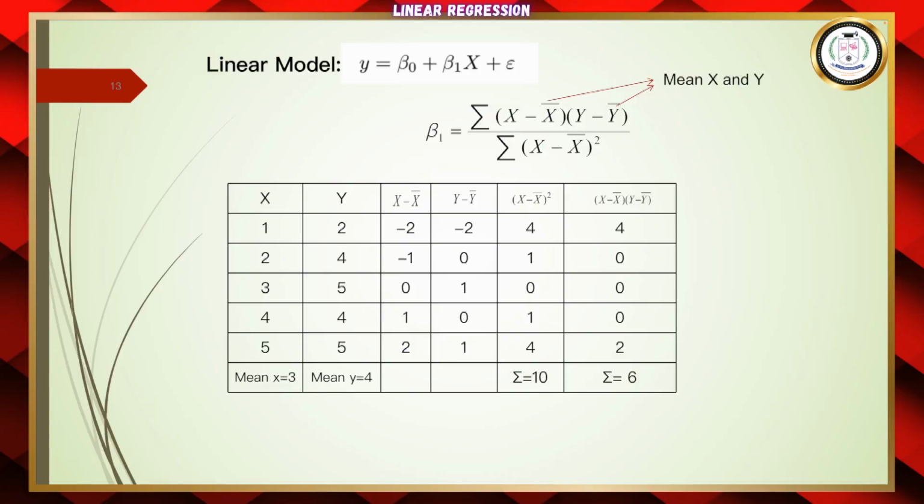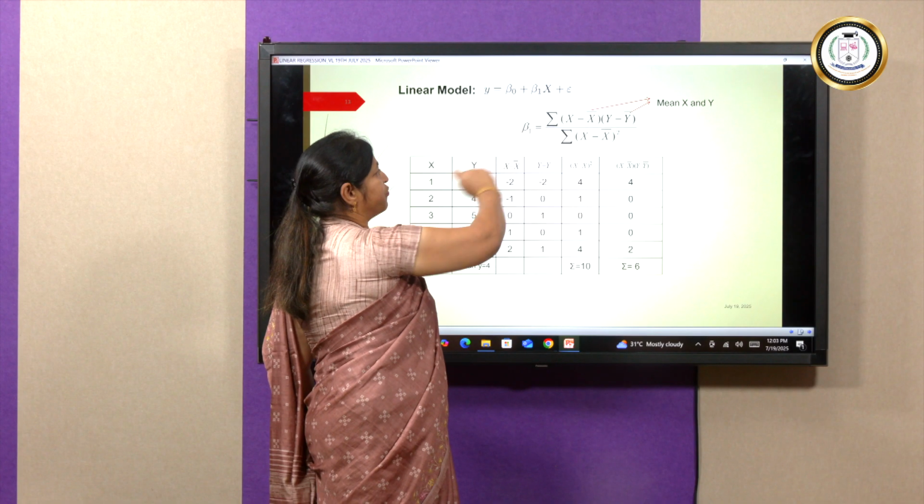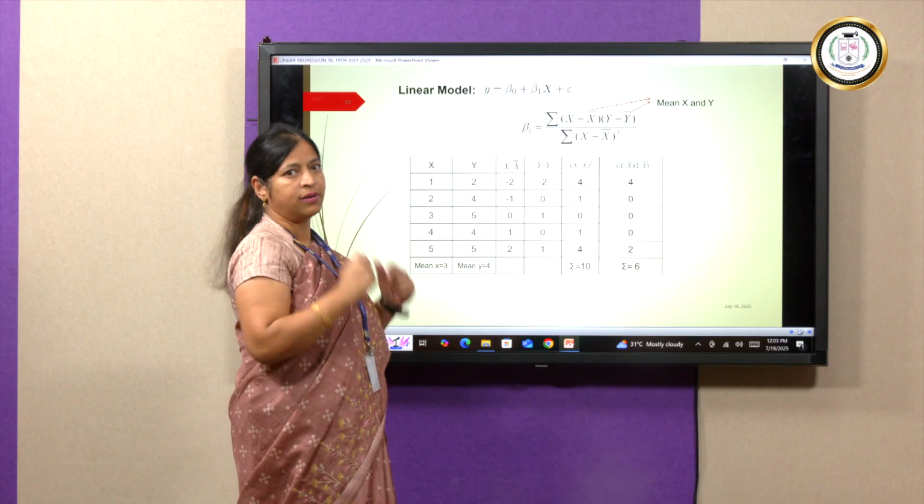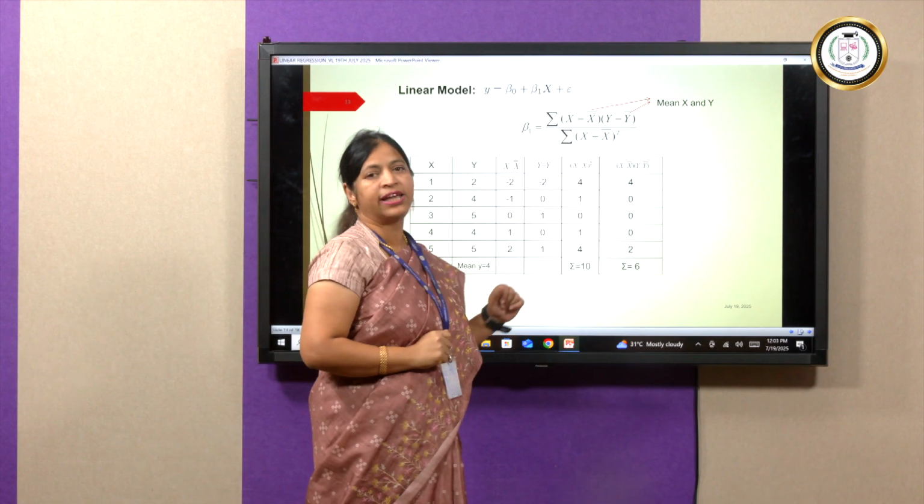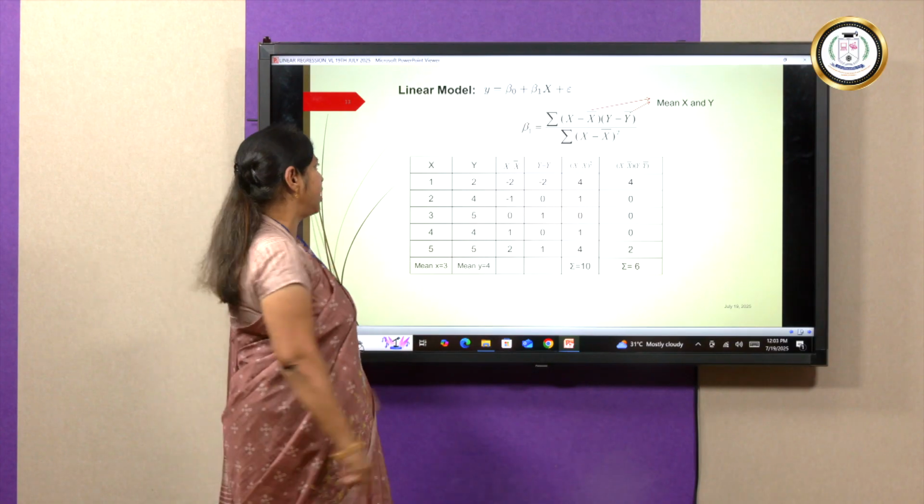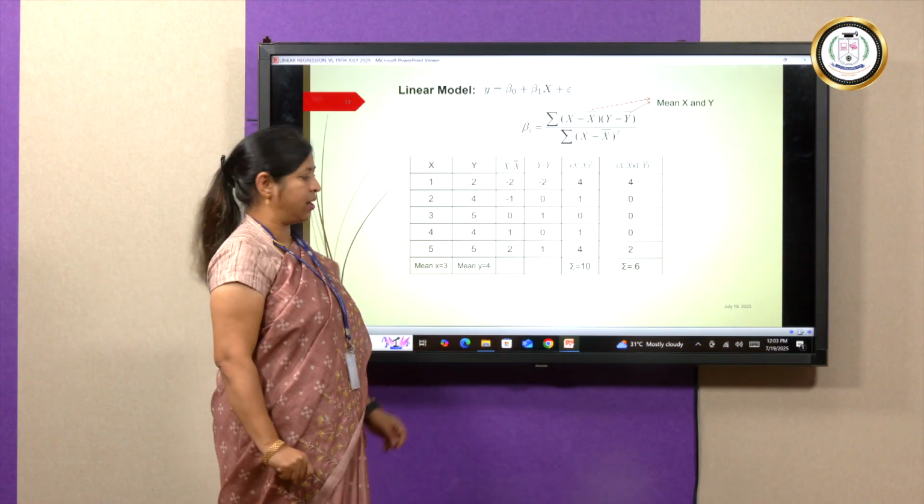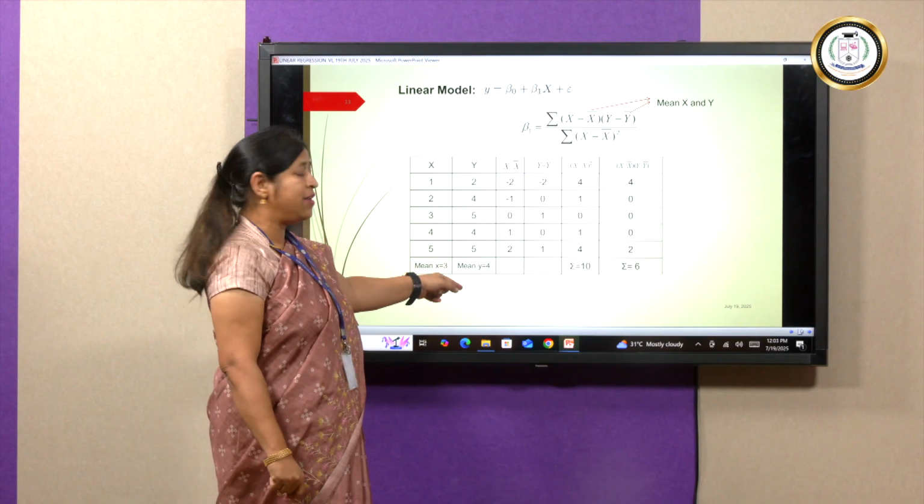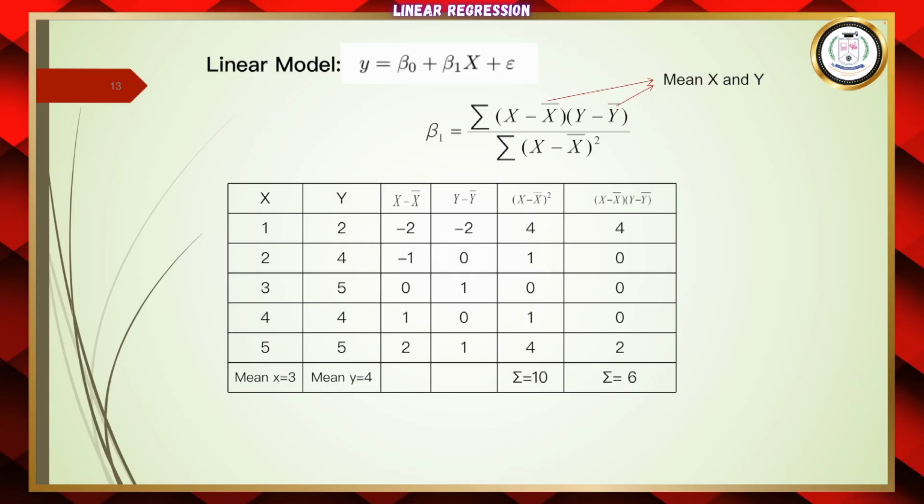As we mentioned already, this is the slope formula. You have to find the slope, right? For slope, what is the formula? Sigma of (x minus x bar) multiplied by (y minus y bar), divided by sigma of (x minus x bar) the whole square. So this is your data set, x is given, y is given, you have to find x minus x bar. So first you have to find the mean value for x and the mean value for y. Then for each data point x, you can find the difference with respect to the mean.